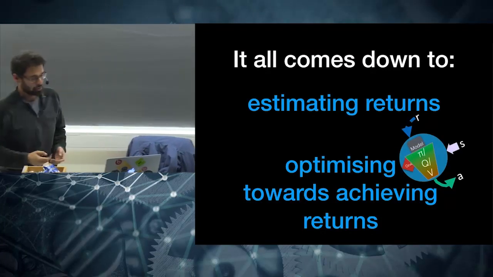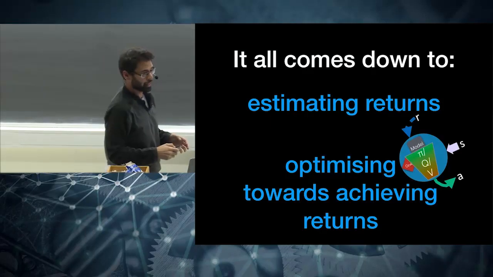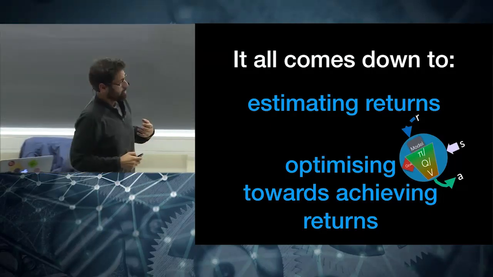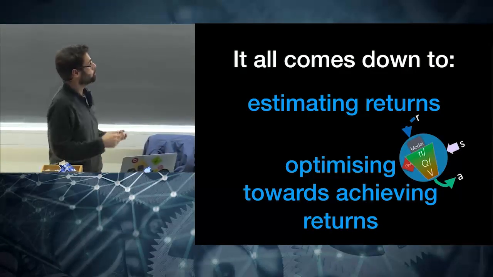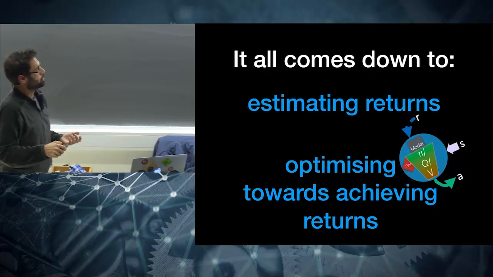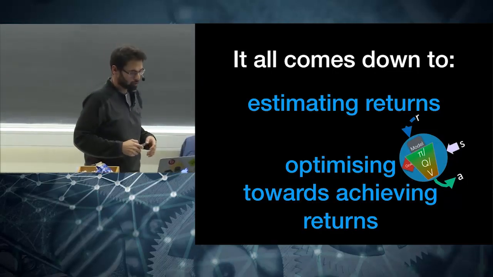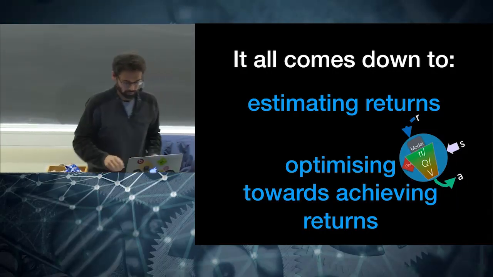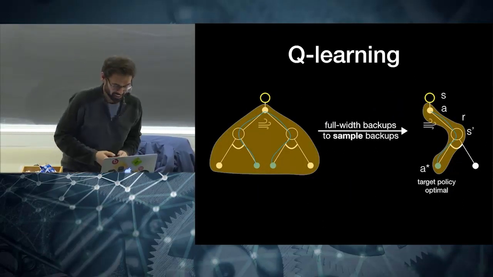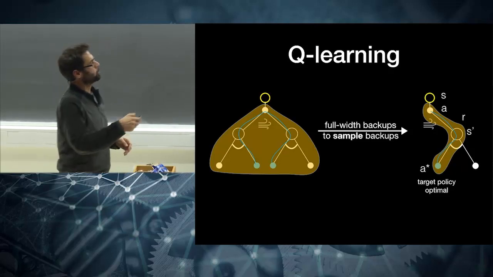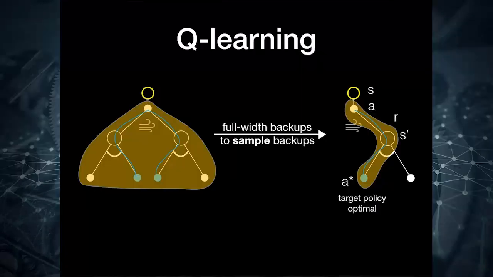So in general, in the end, it all comes down to estimating returns from samples of experience and using those returns to optimize the policy or the value function, or even learn the model. The heart of RL. So this is just a very quick example. Q-learning: you sample for one step and you bootstrap from the values in the next step. This is just a backup diagram for it.